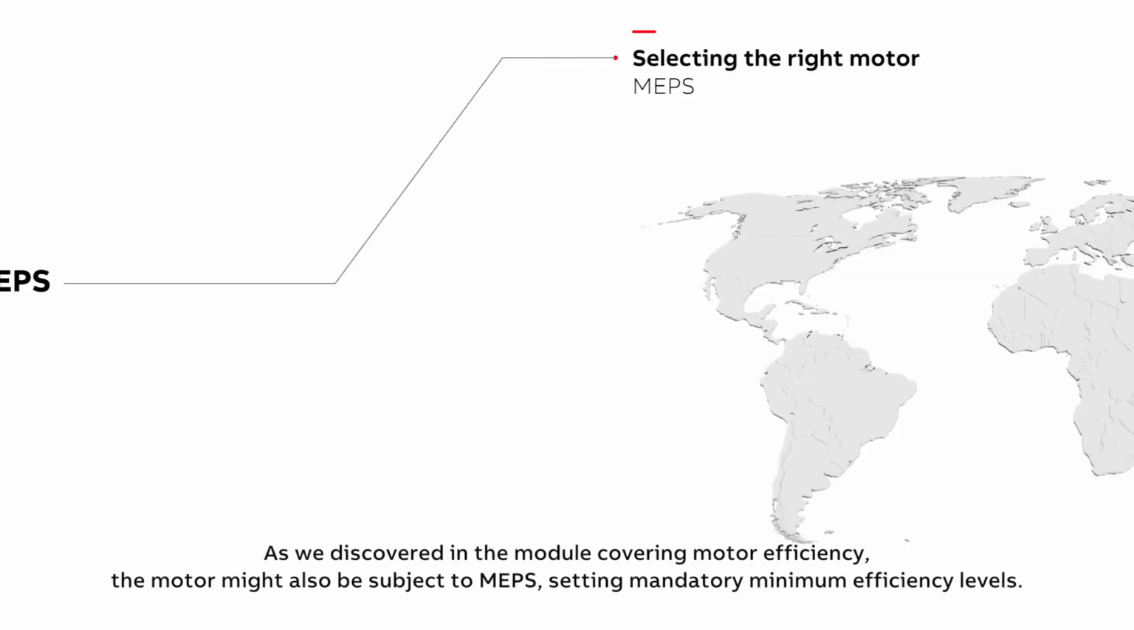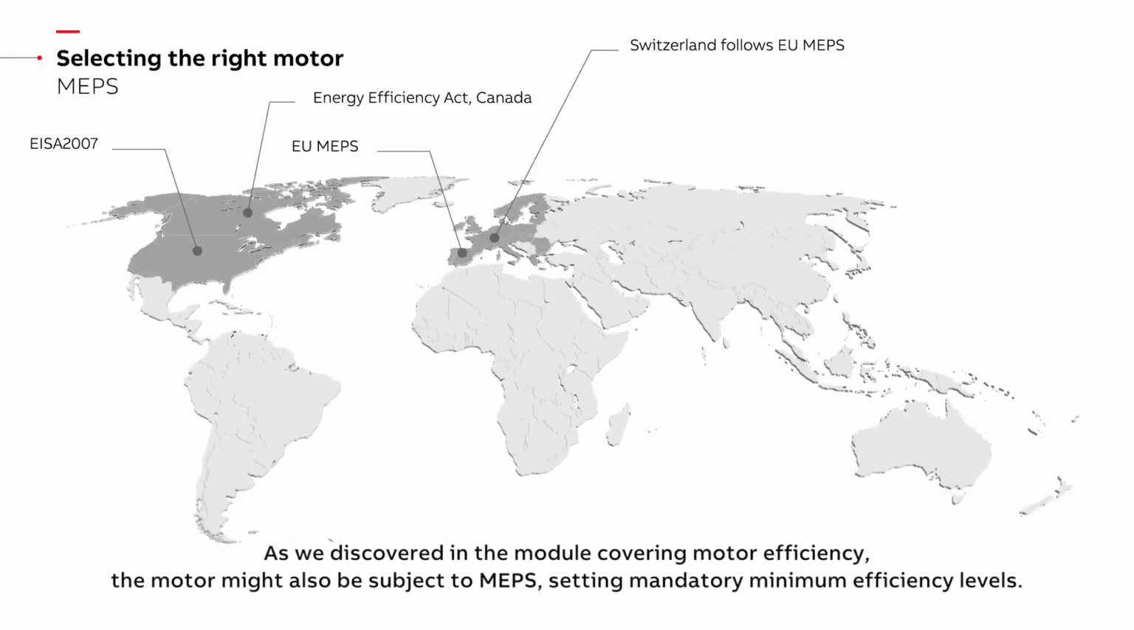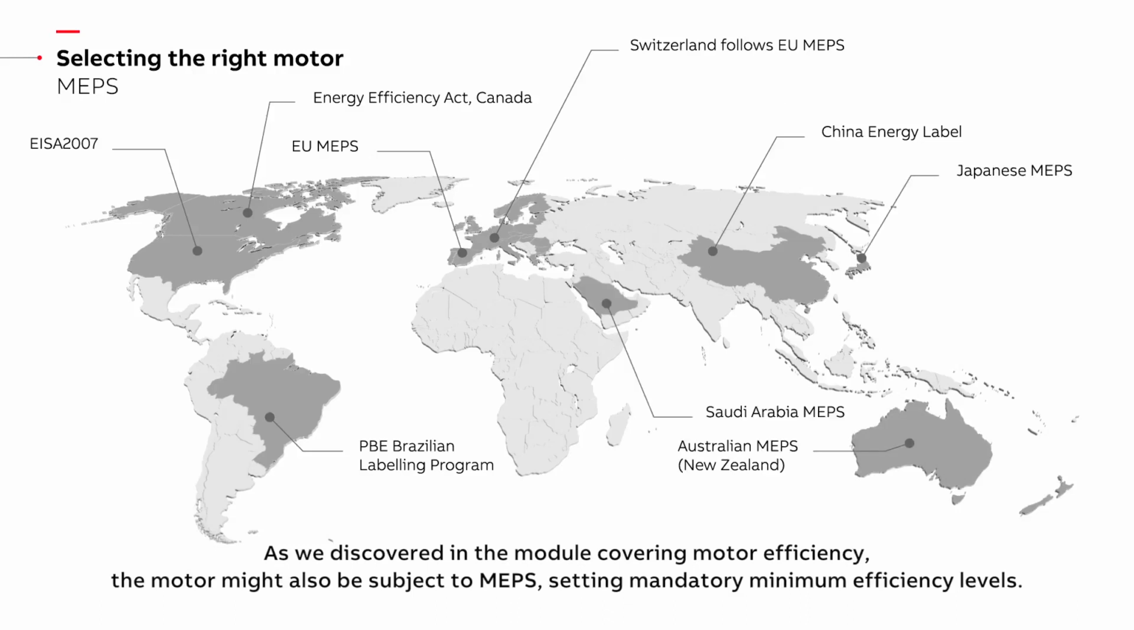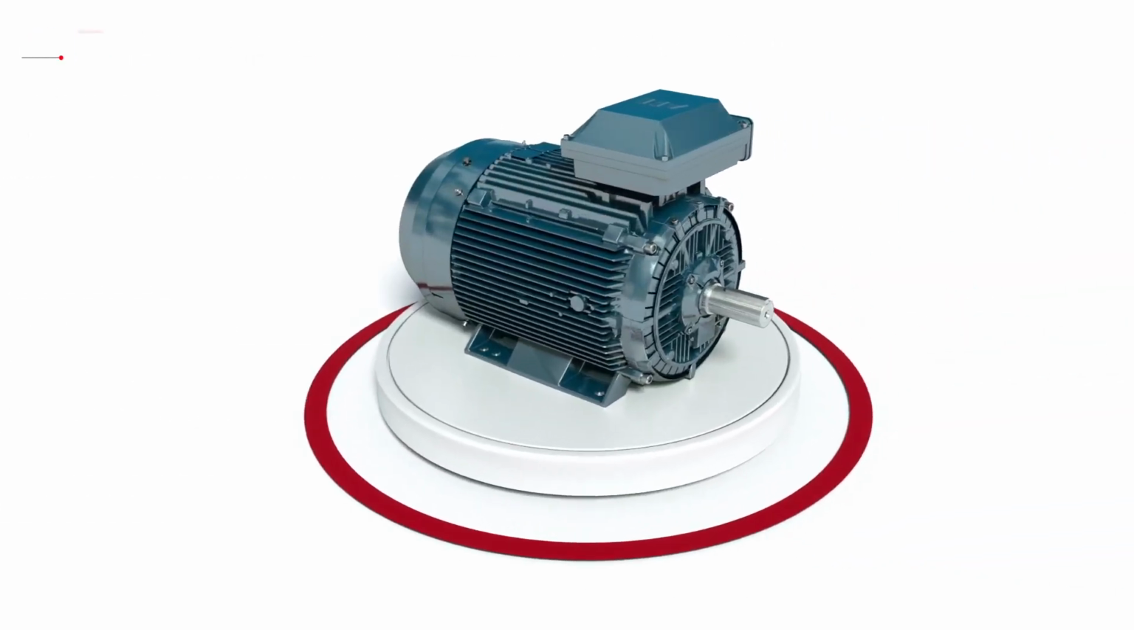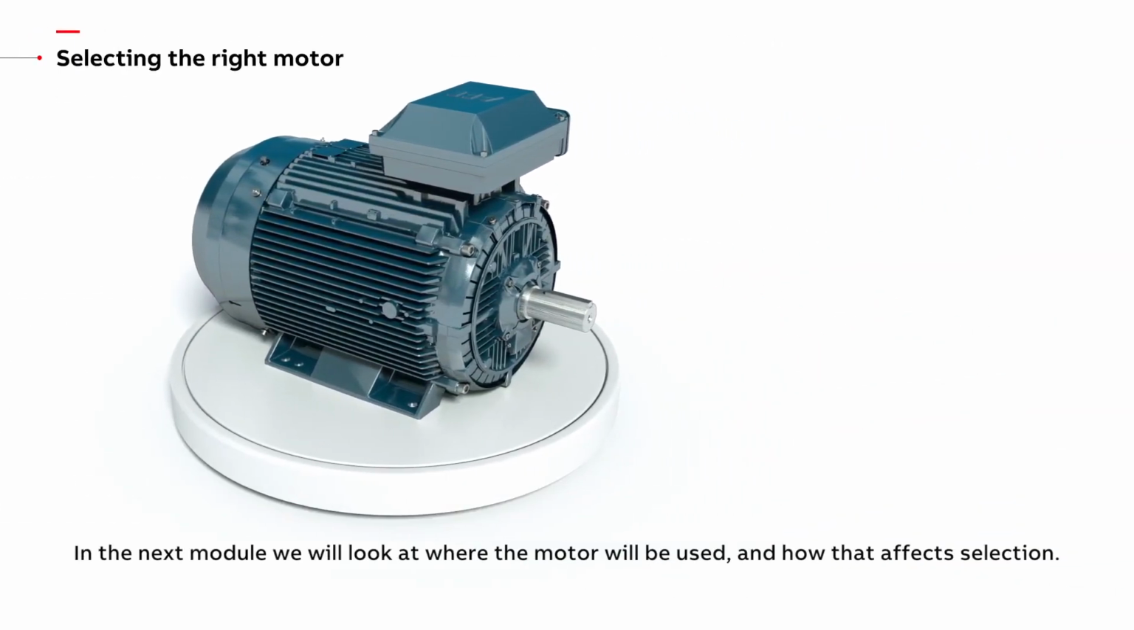As we discovered in the module covering motor efficiency, the motor might also be subject to MEPS, setting mandatory minimum efficiency levels. In the next module, we will look at where the motor will be used and how that affects selection.